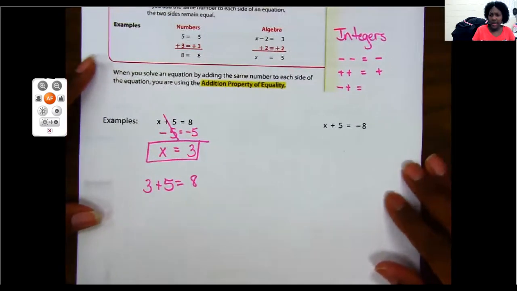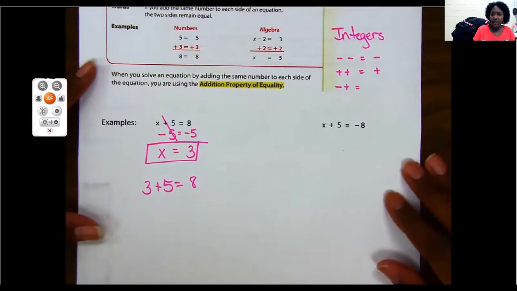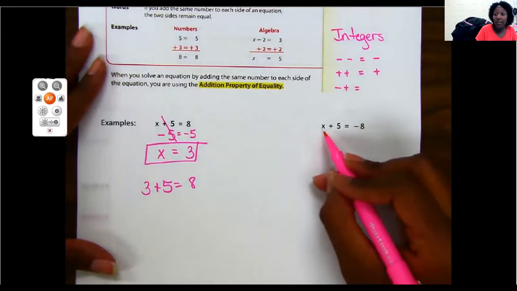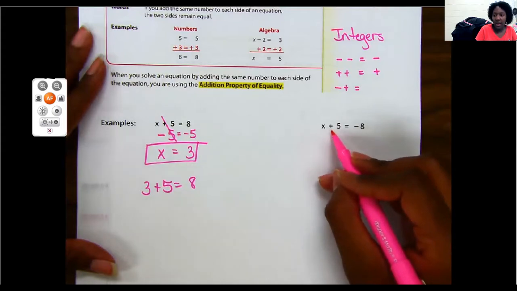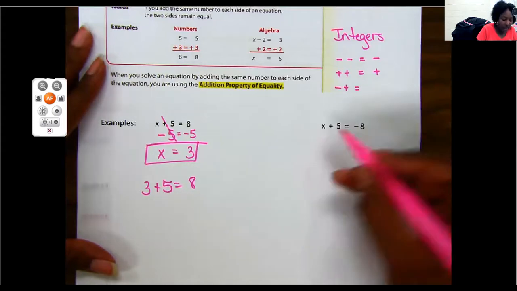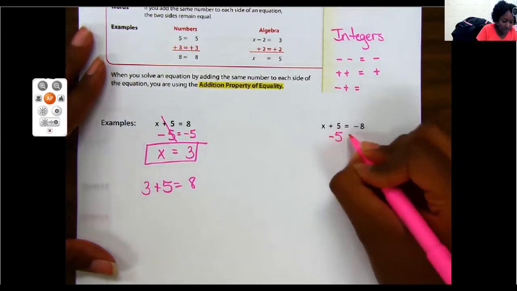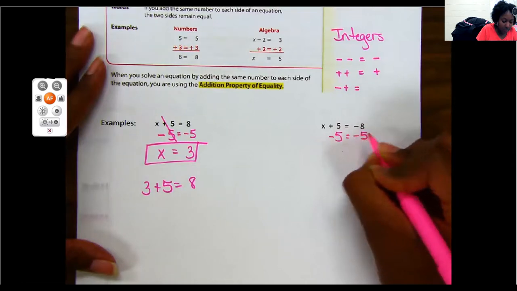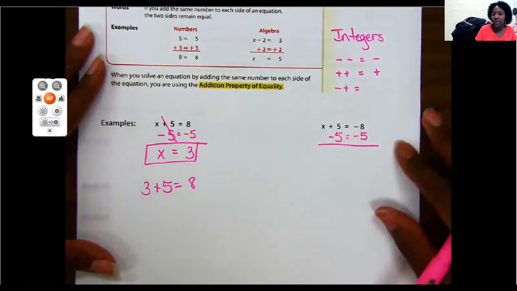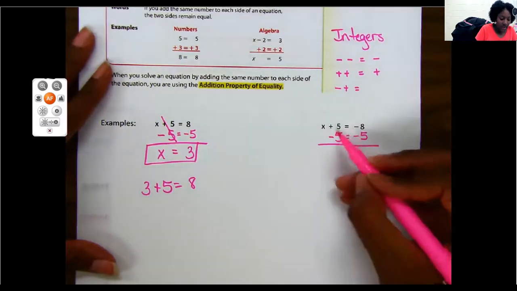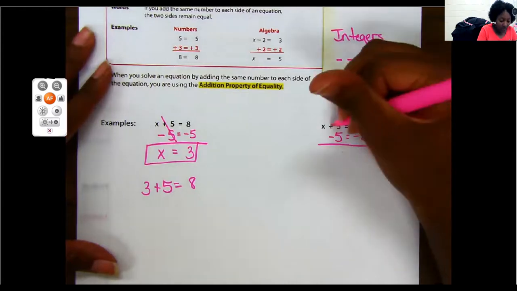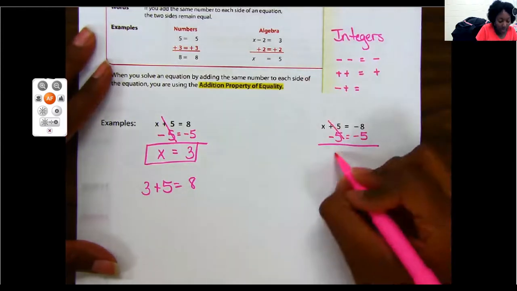Now let's do it with a negative number. I have x plus 5 equals negative 8. Again, I want to figure out the missing variable x by doing the opposite. I need to get rid of the positive 5. The opposite of a positive 5 is a negative 5. And what I do to one side of the equation, I must do to the other. A positive 5 and a negative 5 cancel each other out, and we're left with x, which is what I want.